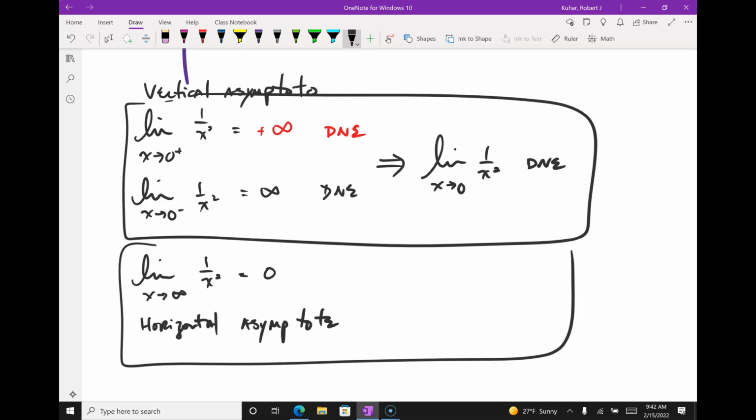But let's look at a couple examples of both of these types of limits. Let's start with this horizontal asymptote feature. Can I go to the next page? Everyone okay?